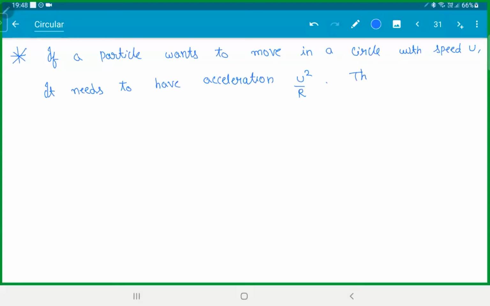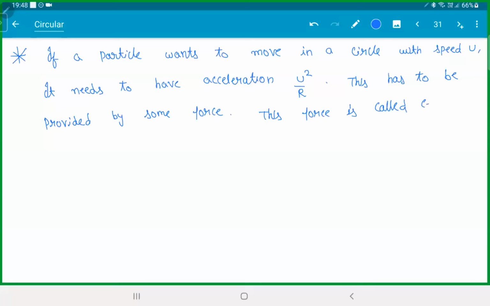And this has to be given by someone. Acceleration won't just come like that. This has to be provided by some force. This force is called centripetal force. So any force which provides this acceleration is called centripetal force. Centripetal force is not a new kind of force. And the acceleration is called centripetal acceleration.